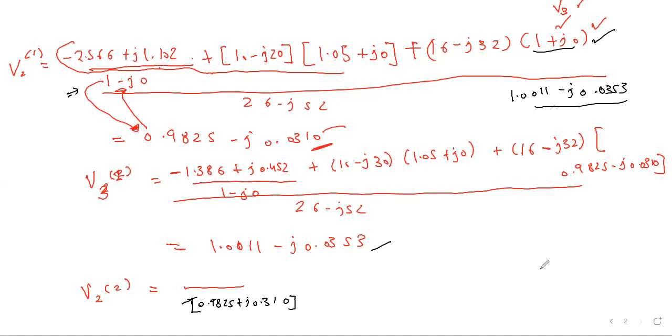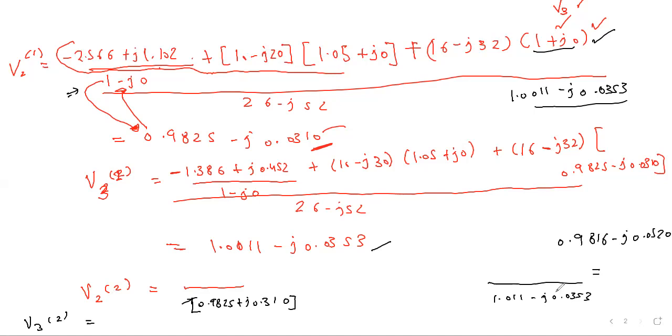I'll write it down here: 1.0011 minus j0.0353. So on, similarly, and so forth. For V22 you will get a value when you substitute this: 0.9816 minus j0.0520. And similarly V32, if you are going to do V32, the initial value will come for that.